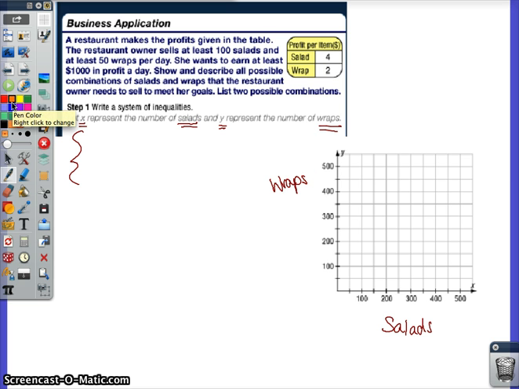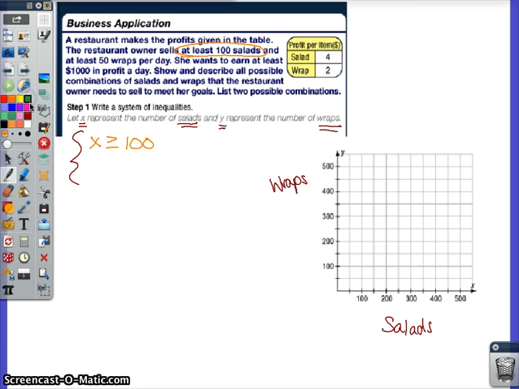It says she sells at least 100 salads. At least 100 salads is an inequality in itself. Which inequality symbol does at least mean? Well, at the least, that means at the bare minimum, so she can sell 100 or more salads. Then I'm going to start with X is greater than or equal to 100, right? The number of salads is more than or equal to 100. At the very least, it's 100.